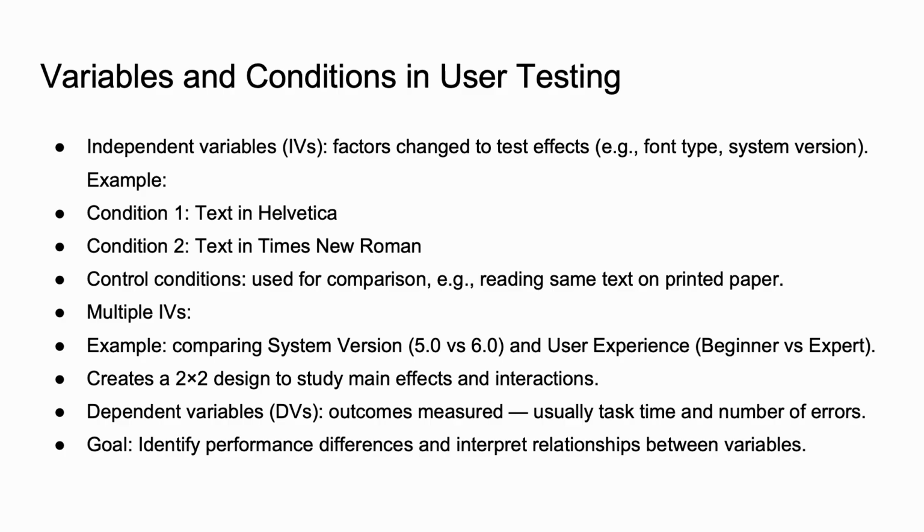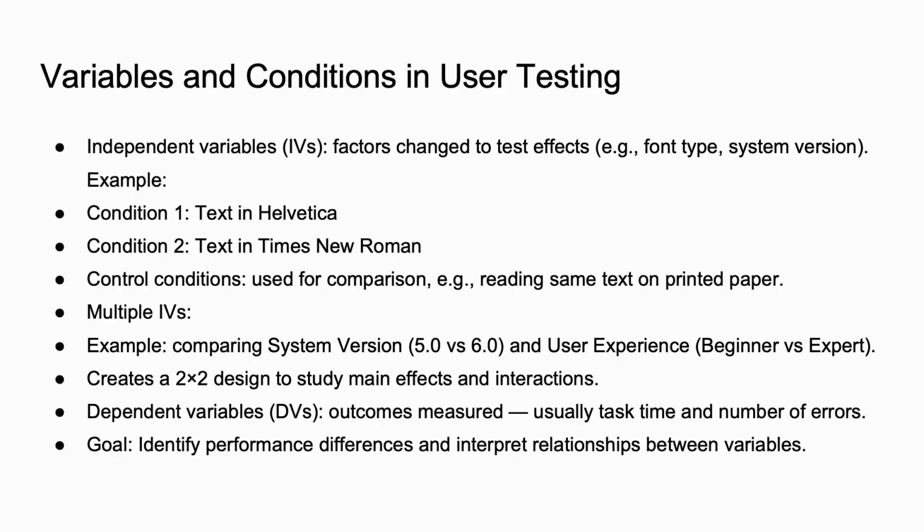In user testing, experiments often vary one or more factors called independent variables to see how they influence user performance. For example, an evaluator might test whether users read faster with a specific font, for example, Helvetica or Times New Roman. Control conditions such as reading printed text help provide a baseline for comparison.